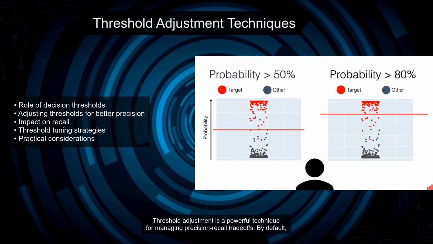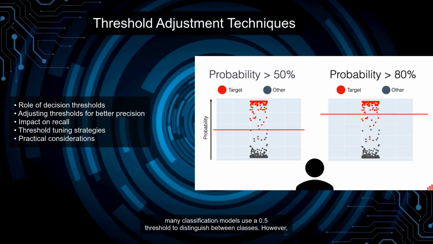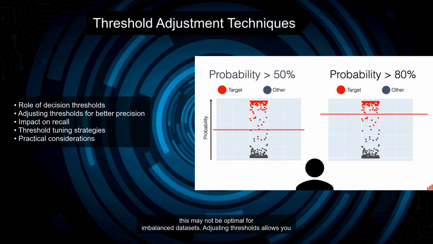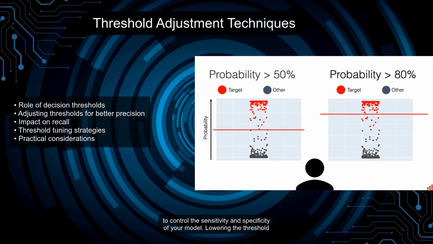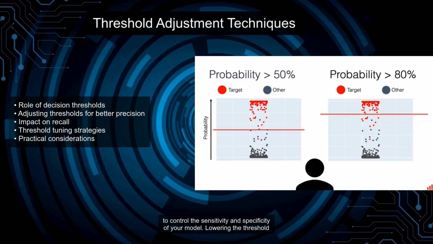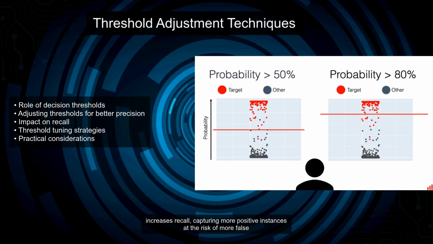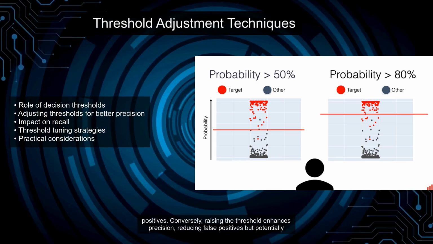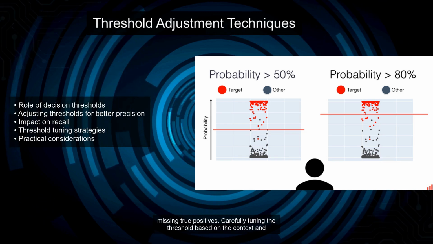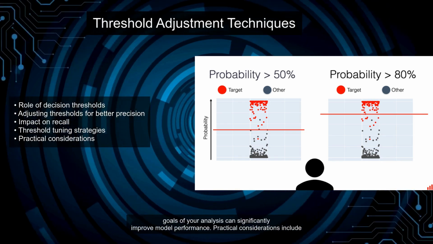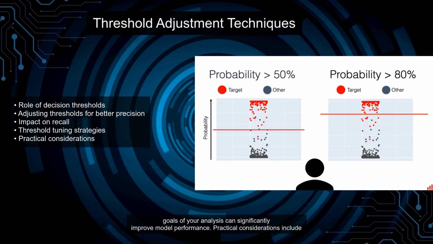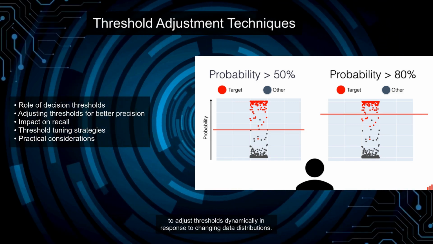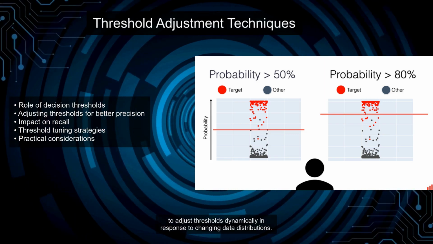Threshold adjustment is a powerful technique for managing precision-recall trade-offs. By default, many classification models use a 0.5 threshold to distinguish between classes. However, this may not be optimal for imbalanced datasets. Adjusting thresholds allows you to control the sensitivity and specificity of your model. Lowering the threshold increases recall, capturing more positive instances at the risk of more false positives. Conversely, raising the threshold enhances precision, reducing false positives but potentially missing true positives. Carefully tuning the threshold based on the context and goals of your analysis can significantly improve model performance. Practical considerations include the use of cross-validation to evaluate different thresholds and the potential need to adjust thresholds dynamically in response to changing data distributions.